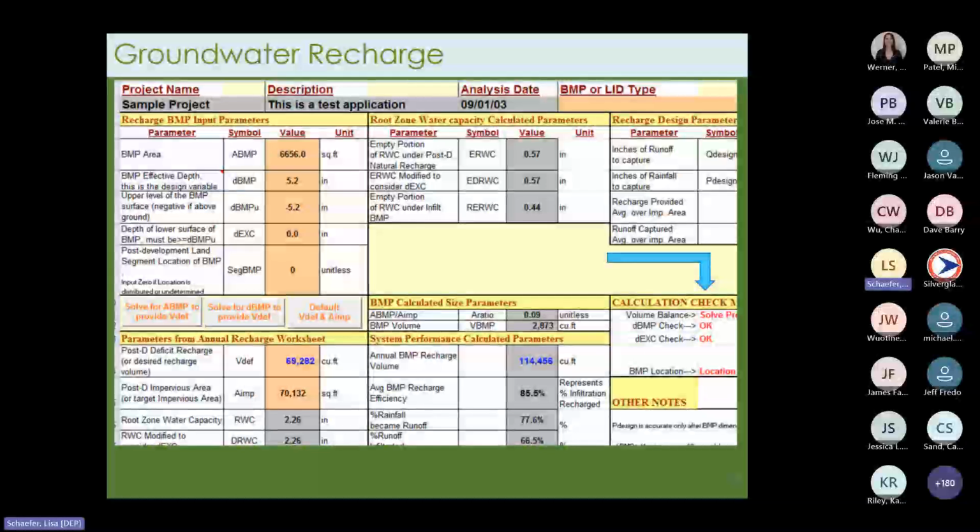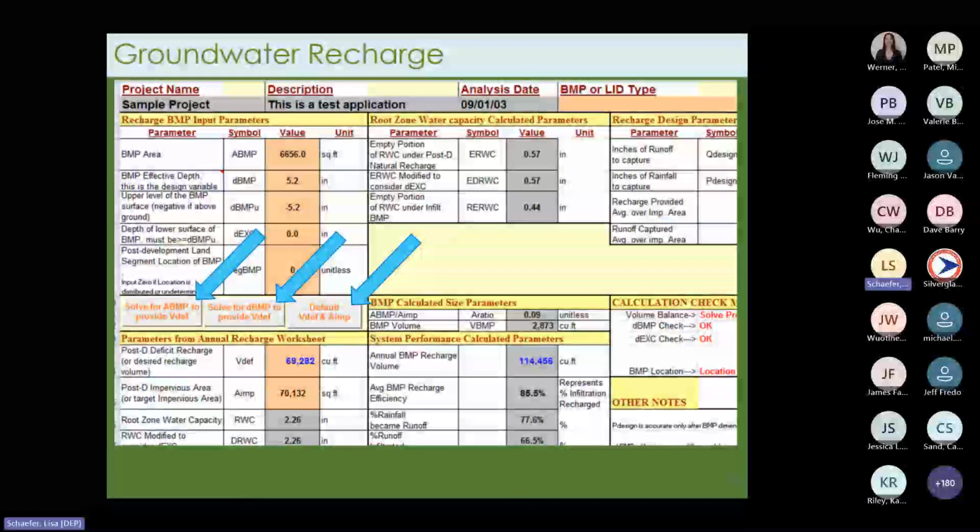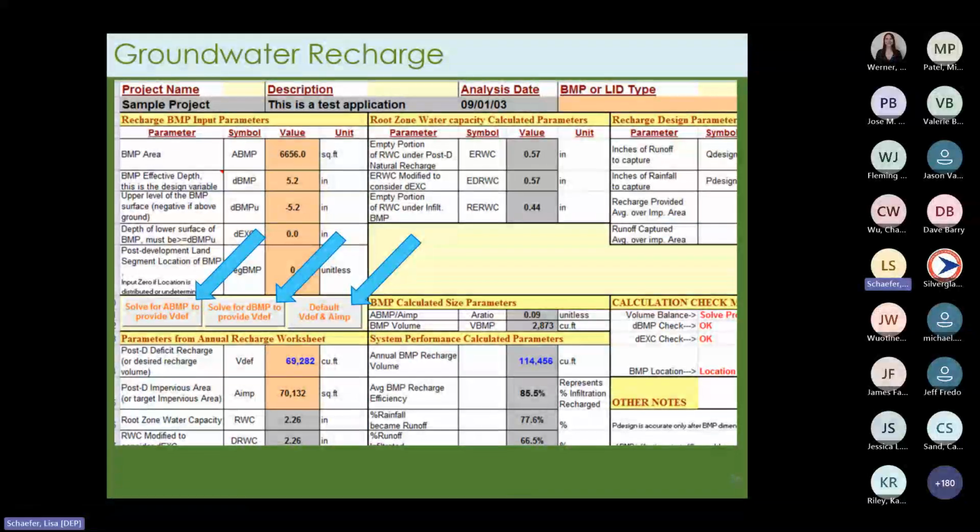The gray buttons on the left, those are solve for ABMP to provide VDEF, solve for DBMP to provide VDEF, and default VDEF and AIMP. They're not really used in this spreadsheet when you're using the actual BMP design parameters to check whether the annual BMP recharge volume is equal to or greater than the post-development deficit recharge.